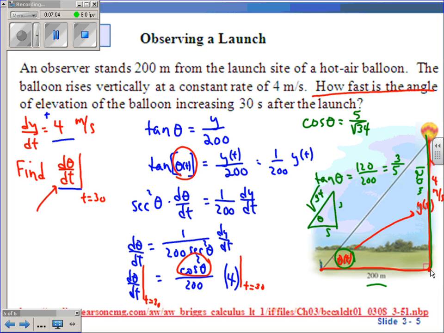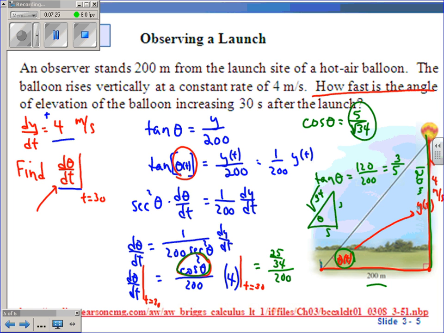Okay, so now I can put that in for my value. So I have cosine of theta squared, so I'm going to have 25 over 34. I'm just filling in right here. I'm putting this in place of the cosine. And then I have over 200.